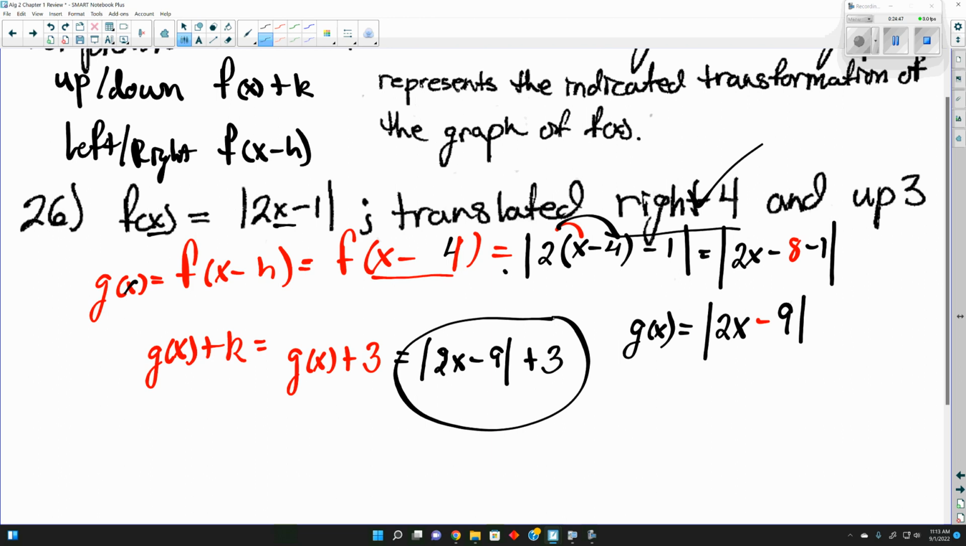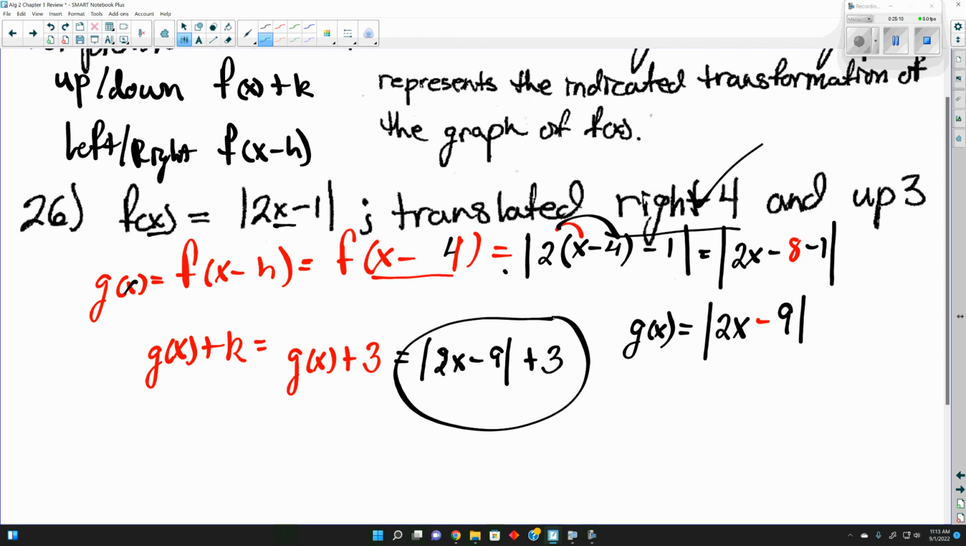And that's it. We could put parentheses around the absolute value of 2x minus 9, but since we don't have anything being multiplied in front of it, we don't have to include them. And that's the final answer. That's all we have to do with this here. Any other questions on this here?